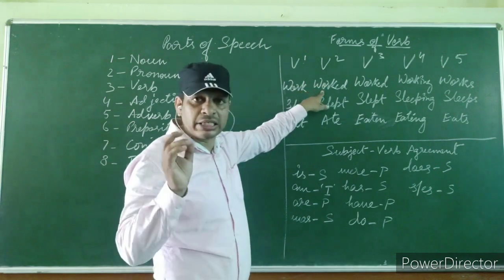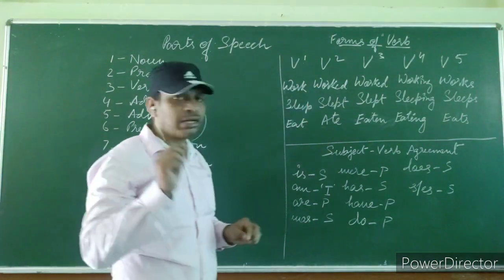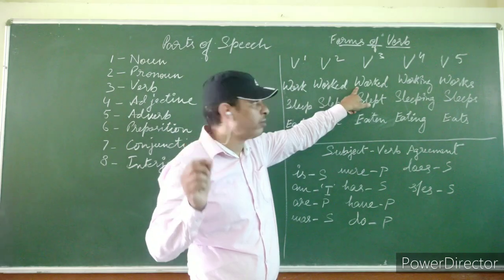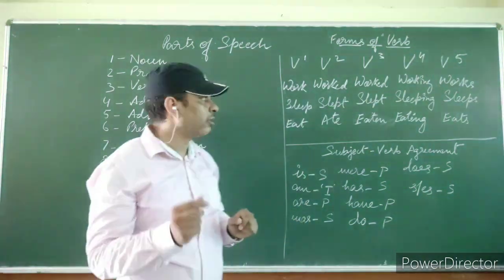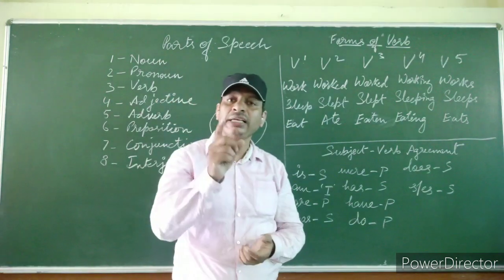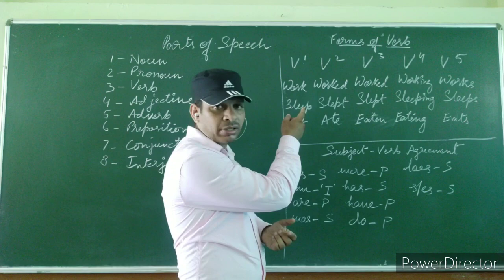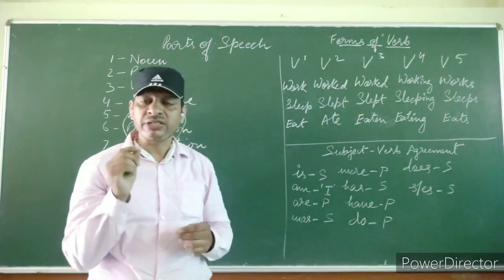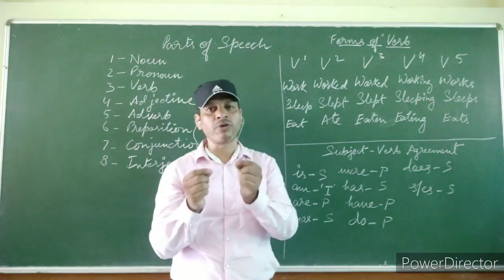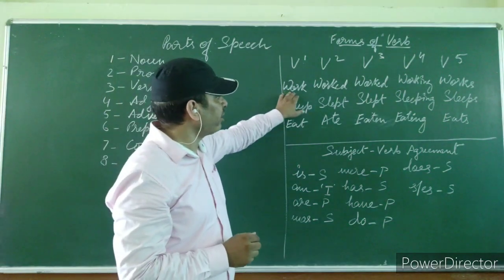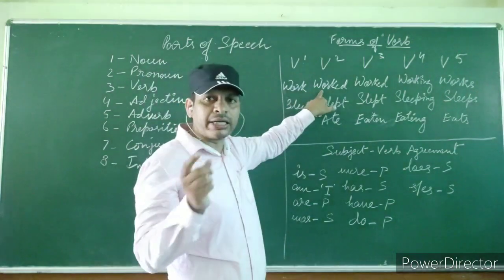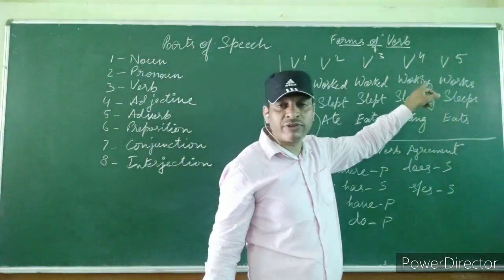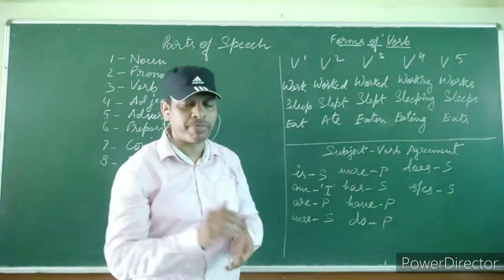V2 is the ED form of the verb. For example, worked. V3 is the ED or EN form of the verb. For example, here, worked. And V4 is always the ing form. So, for example, for work, working. And the last, V5, is always the S or ES form of the verb. So V1 is the simple base form, the second is the ED form, the third is the ED or EN form, the fourth is the ing form, and the last, the fifth form, is always the S or ES form.